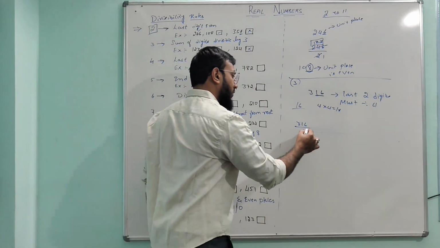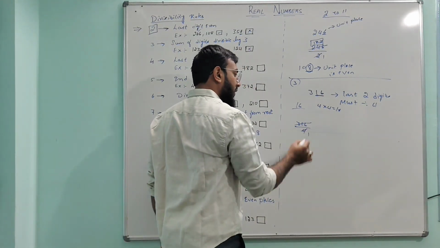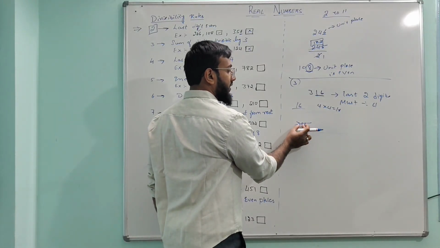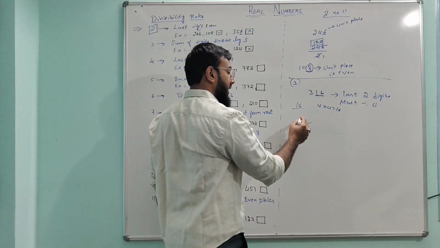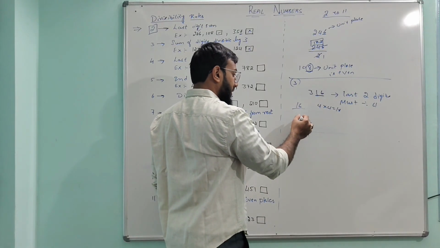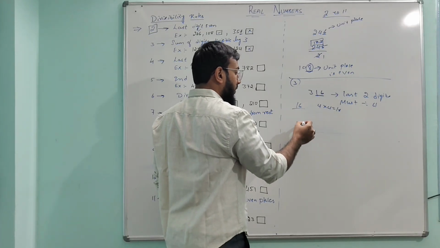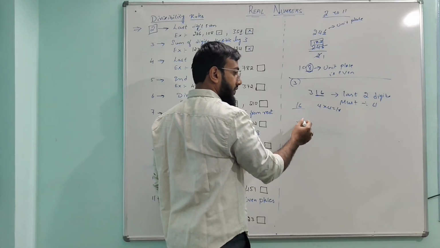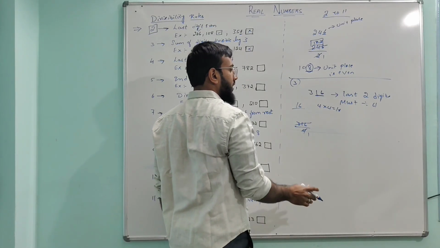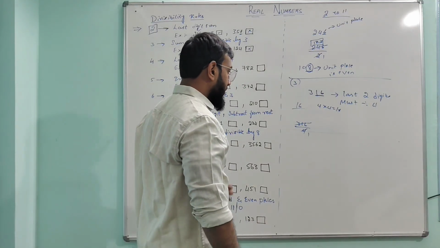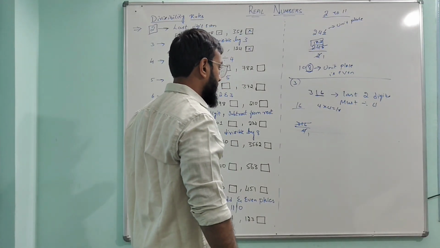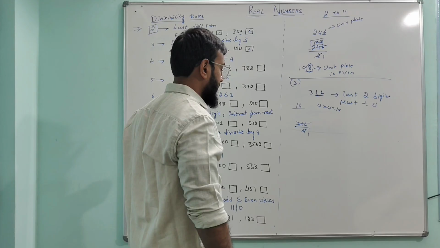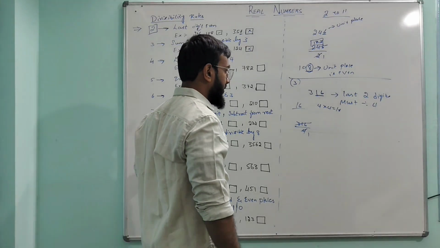Let us check. 4 1s are 4. 4 2s are 8. 4 3s are 12. 4 4s are 16. 4 5s are 20. 4 6s are 24. 4 7s are 28.